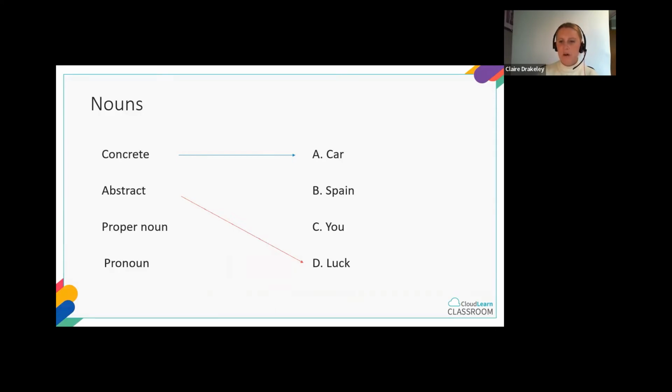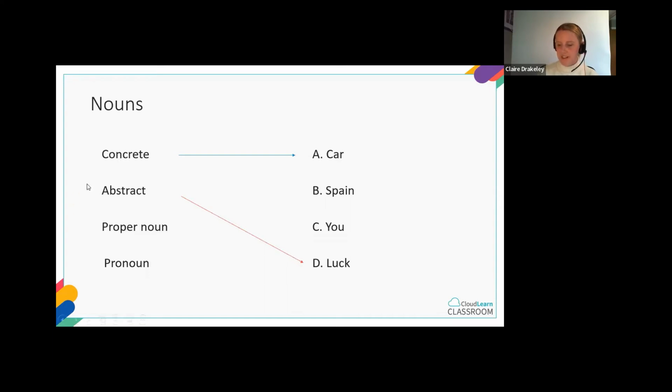I will relaunch the poll for C, a proper noun. Which of these is a proper noun? A, car, B, Spain, C, you, D, look. Oh, well done, everybody. 4 of you, 5 of you, 7 of you. And 8, well done. Let me share that one with you.